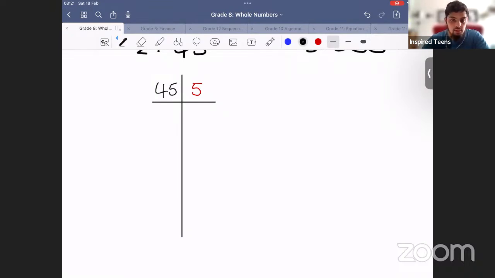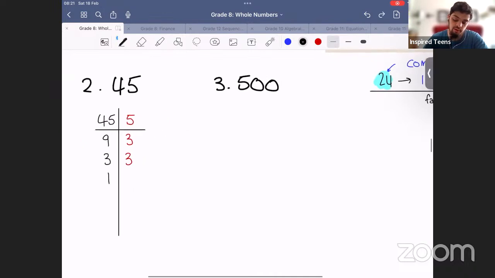Okay, so when I divide 45 by 5, I'm going to get 9. Now I need to think of a prime number that I can divide 9 by, and that would be 3. When I divide 9 by 3, I actually get 3. Then I can divide 3 by itself to get 1. So now I'm done. I've written 45 as a product of its prime factors.